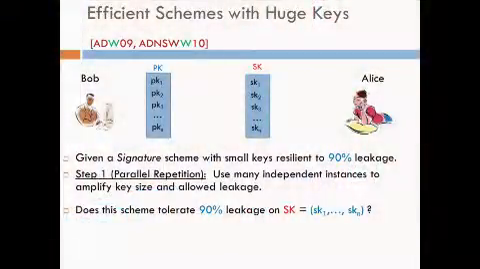And then in order to sign, Alice will just create a signature under each one of the keys. So here the computation time is also large. We'll solve that later also. But the question is, does this scheme, just taking many copies of a signature scheme, does that actually tolerate more leakage in an absolute sense?